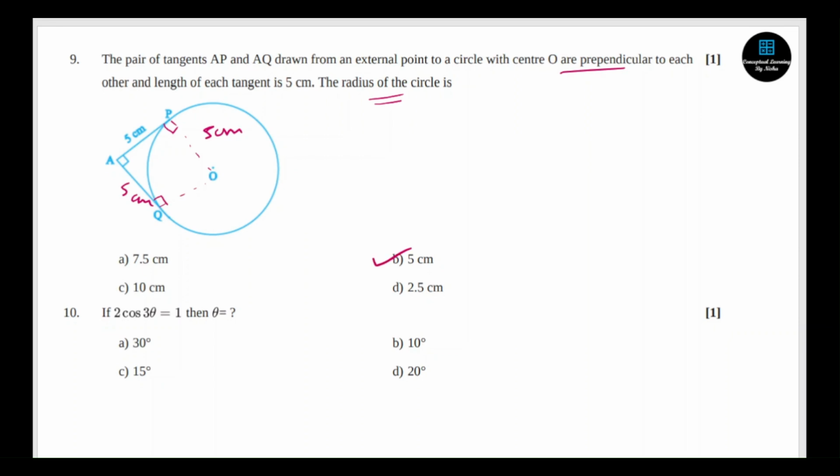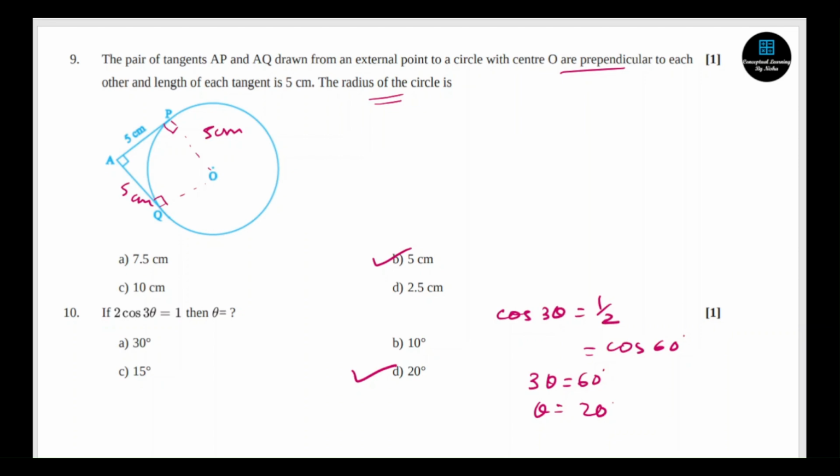Alright. Now if 2 cos 3 theta equals 1, then theta equals what? So 2 cos 3 theta equals 1, so cos 3 theta equals 1 over 2, correct? Now whose cos is 1/2? The angle is 60. So this equals cos 60 degrees. That means 3 theta equals 60 degrees. So theta equals 60 upon 3, which is 20 degrees. So we got the value of theta.